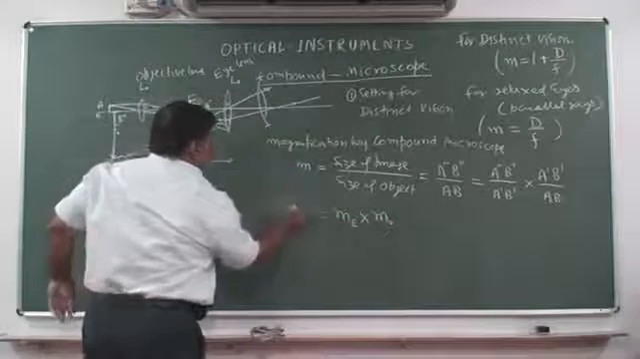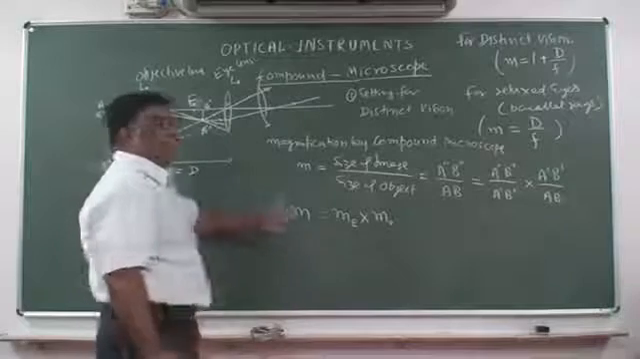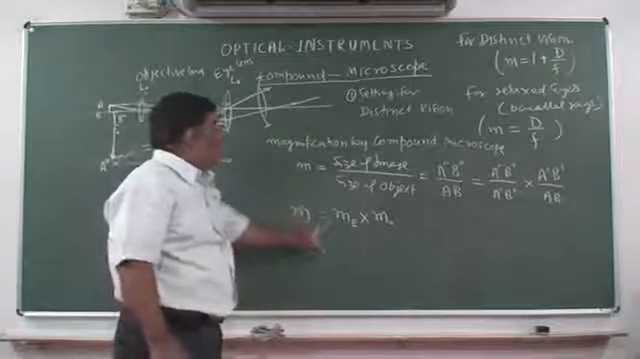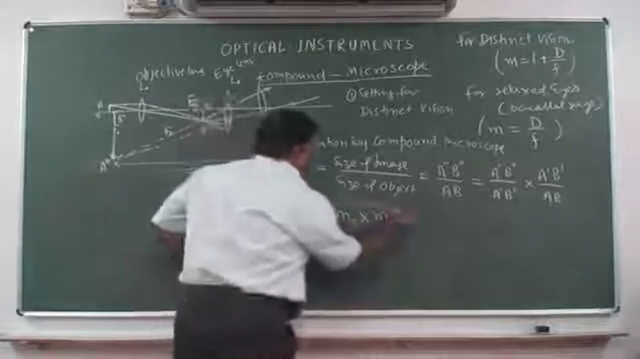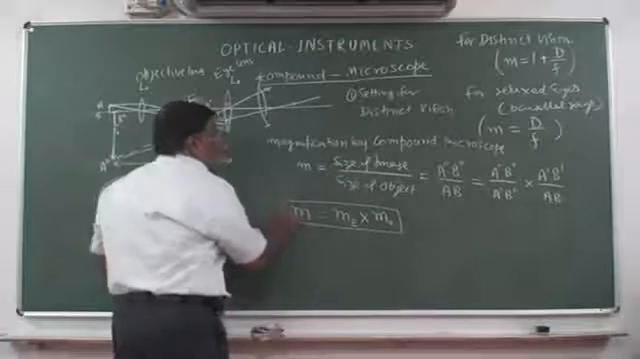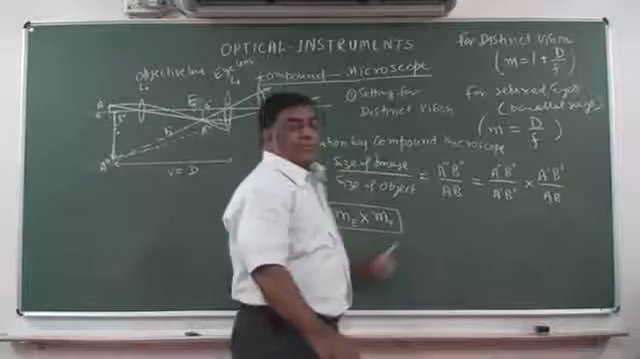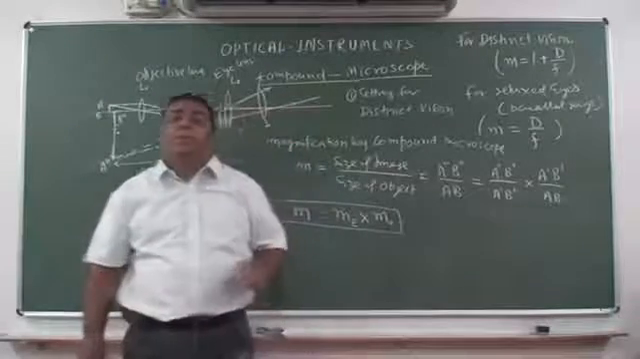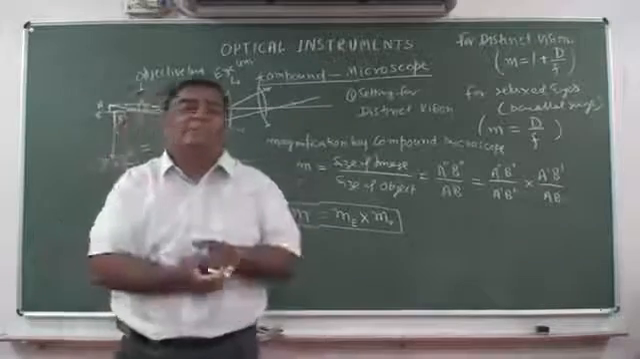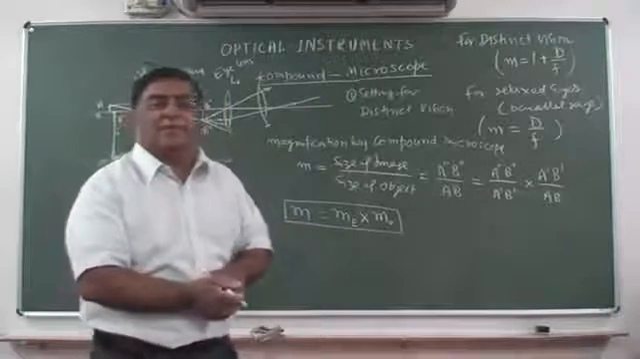This is total magnification by microscope. So total magnification by microscope is ME into MO. This is basic formula for compound microscope. M is equal to ME into MO. You can say what is special in this? Yes, there is something special.